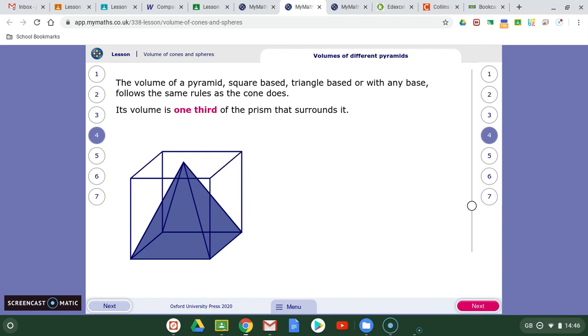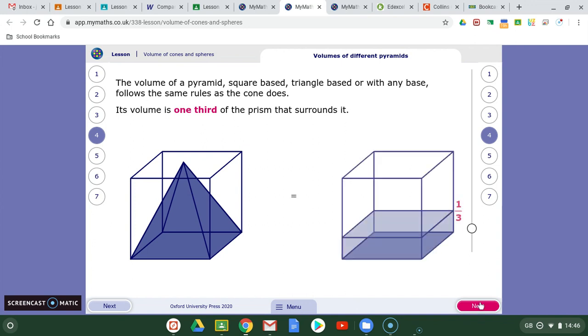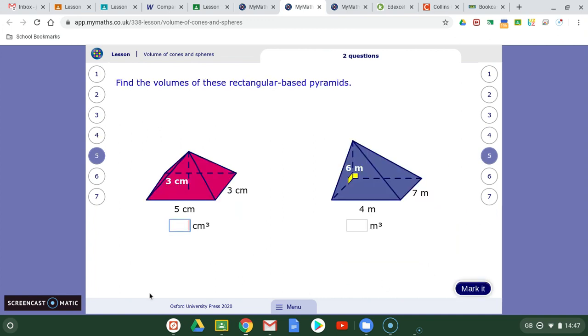So as you can see here, we've got a square-based pyramid. Therefore, the prism that would surround it, depending on its height, would either be a cube or a cuboid. For this, I think it is given as a cube, that's fine, but that would depend on the height. So to find the volume of this pyramid, you would just have to find the volume of the cube and multiply it by 1/3. So let's have a look at these.